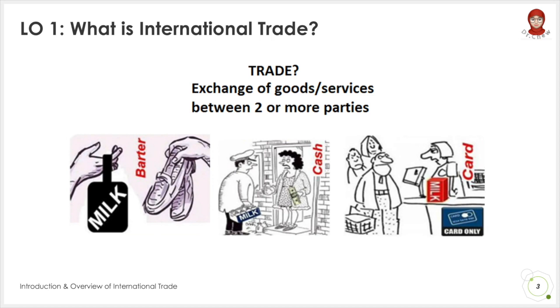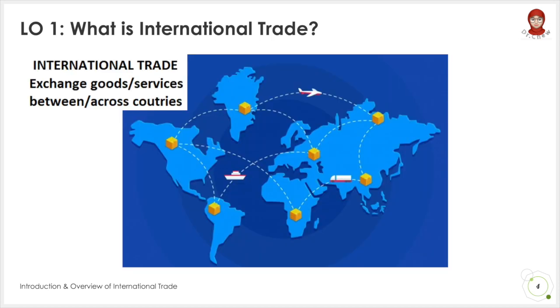Now, how about international trade? Same as trade, but only in the international context, that is, between countries or across countries. Goods and services are allowed to be exchanged throughout the world. So we can conclude that international trade enables the exchange of goods or services between and across countries around the world.